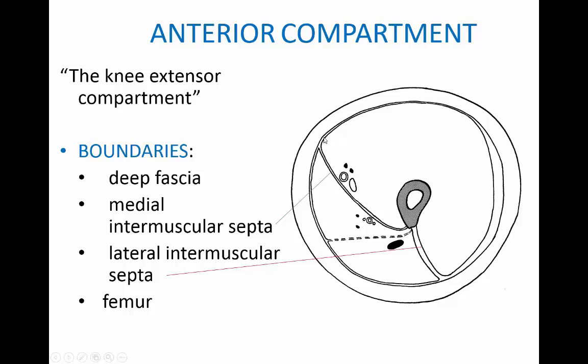We have boundaries. Obviously, muscles are enclosed by deep fascia. More laterally, we have that thickening of the deep fascia, the iliotibial band. Medially, we have an intermuscular septa, the medial intermuscular septa, forming a boundary, and laterally and posteriorly we have a lateral intermuscular septa, with the femur also acting as a boundary in that compartment. So we can see the anterior compartment coloured here in blue.